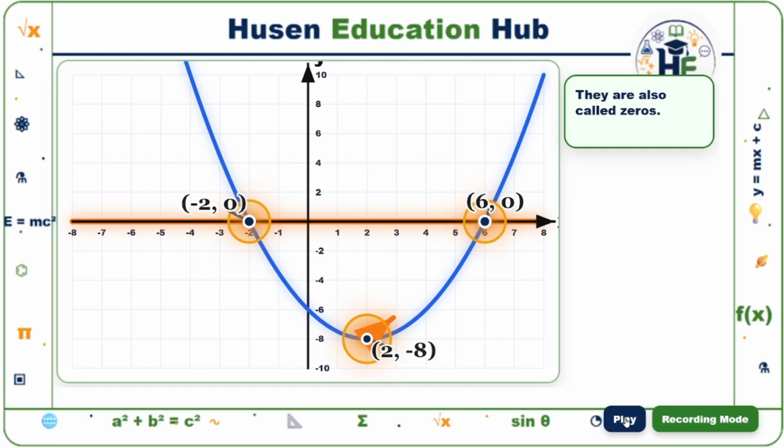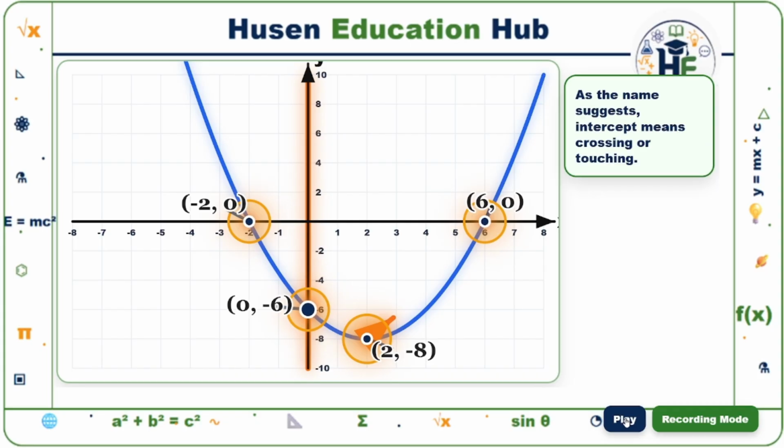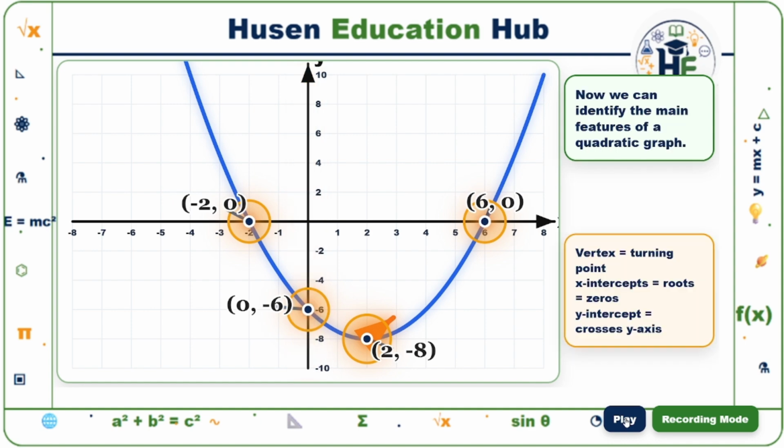Now let's look at the y-intercept. What is the y-intercept? Any guesses? As the name suggests, intercept means crossing or touching. Yes, the y-intercept is the point where the graph crosses the y-axis. Now we can identify the main features of a quadratic graph.